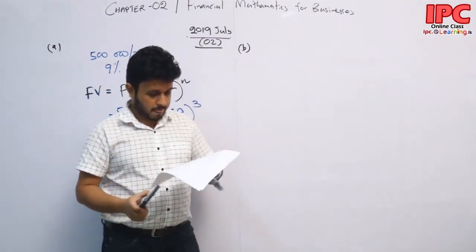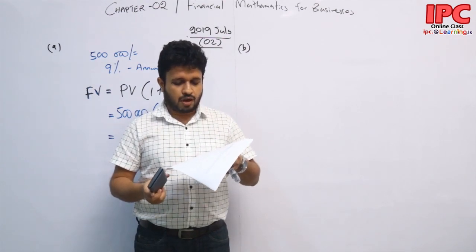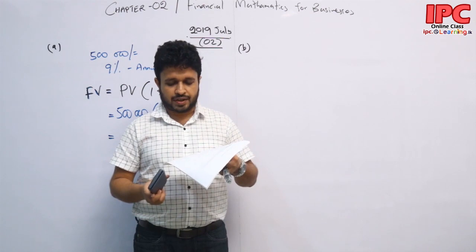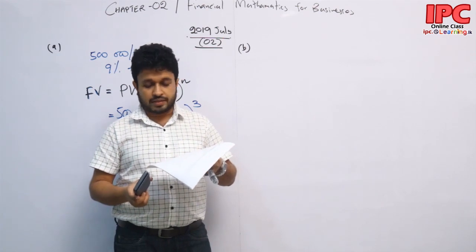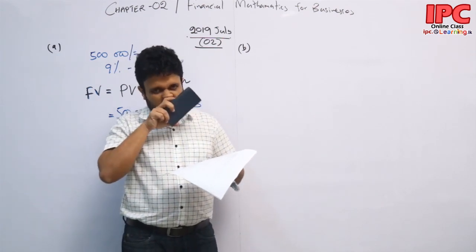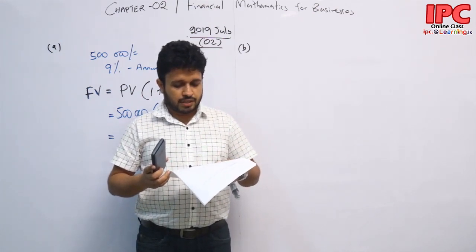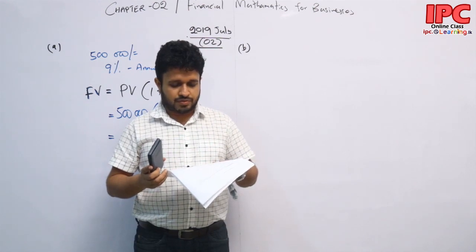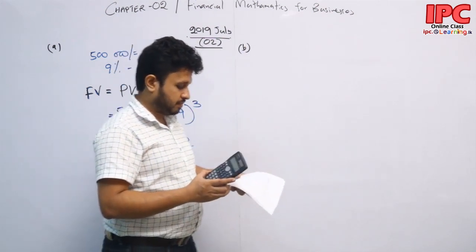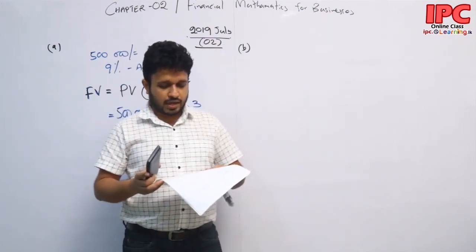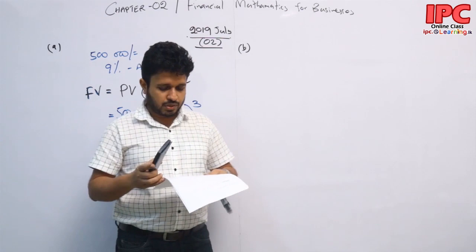Then to come to part B, what does it say? It says, obtain a loan of 75,000 at an annual interest rate of 8% compounded annually, repayable in equal annual installments at the end of each year over 3 years. So you are required to calculate the value of the annual installment and prepare the loan amortization schedule for the above loan.